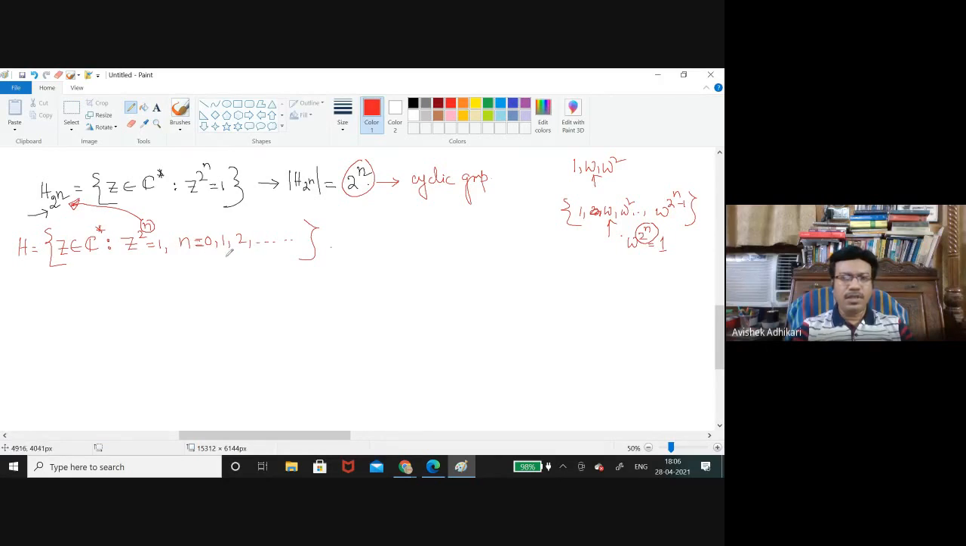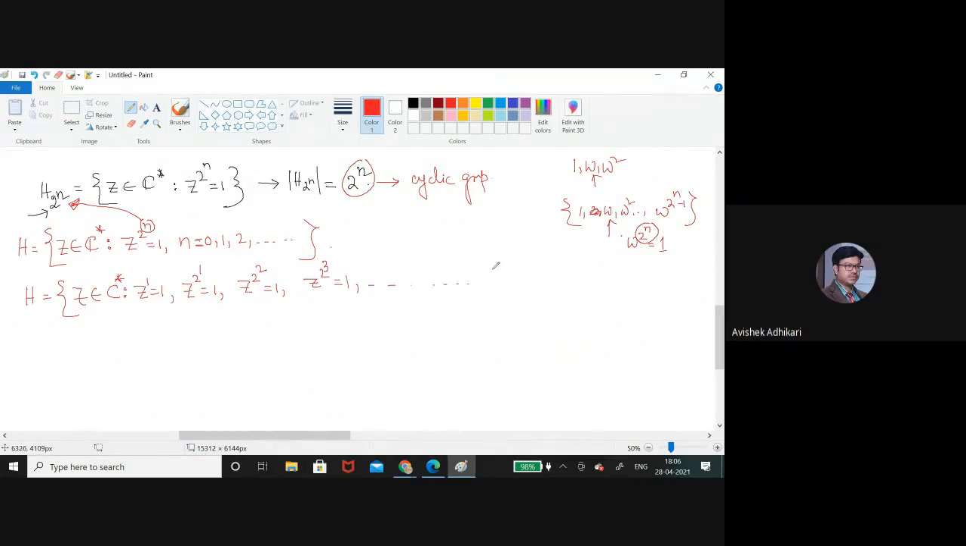For example, here H, if I consider Z belonging to C star such that Z to the power 2 to the power n, if I put n to be 0, then 2 to the power 0 means 1, so it's Z equal to 1. Also I am considering n to be 1, then all such Z such that Z squared equals 1. All such Z such that Z to the power 2 squared is 1, all such Z such that Z to the power 2 cubed is 1, and so on. So infinitely many elements are there.